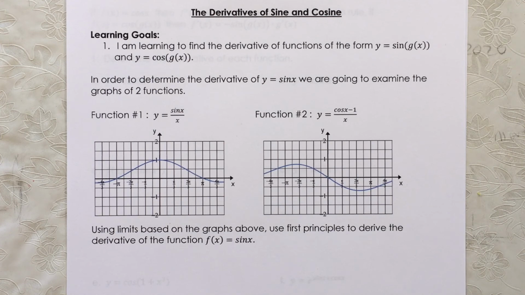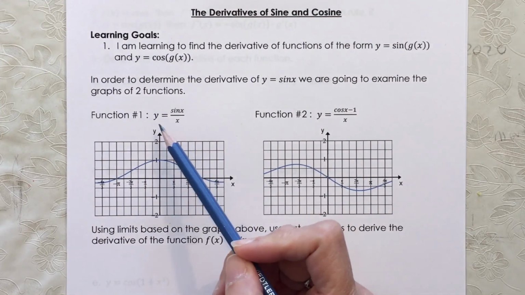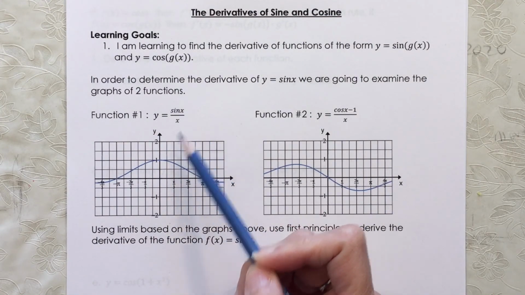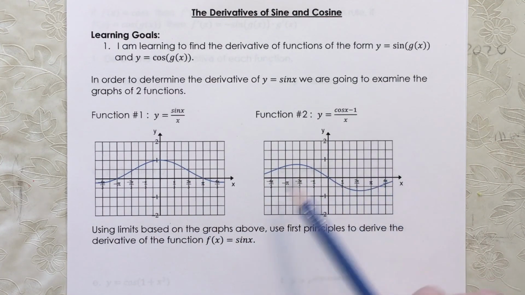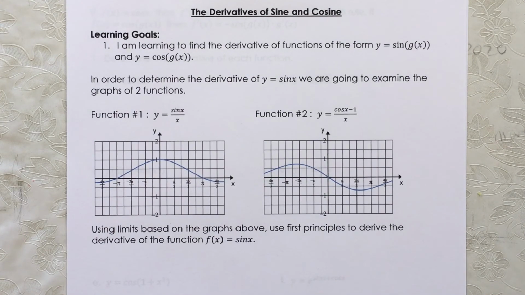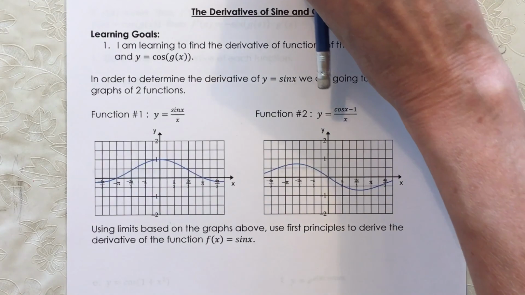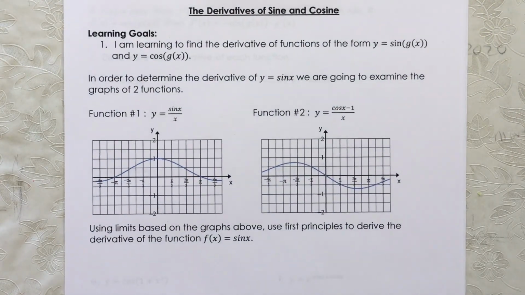In order to determine the derivative of y equals sine of x, we're going to examine the graphs of two functions. So I just used Desmos to show you the graphs of what y equals sine x over x looks like and y equals cos x minus 1 over x looks like. And they're going to come into play during our proof. Okay, so this first part is just a proof. Once we know what the derivative of sine is, then we can just use it. But we're going to prove it from first principles again.